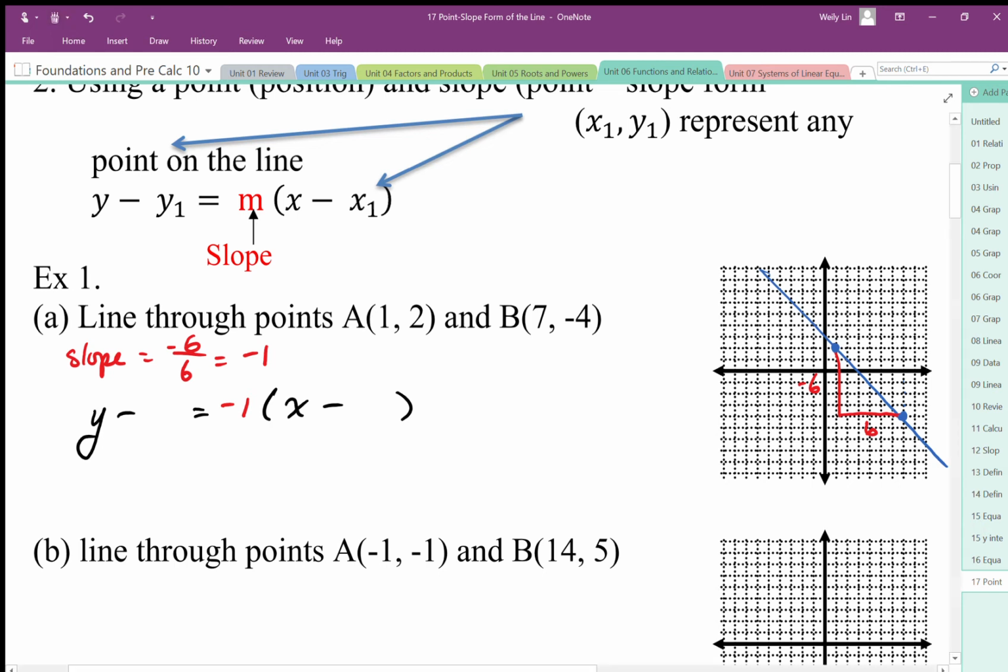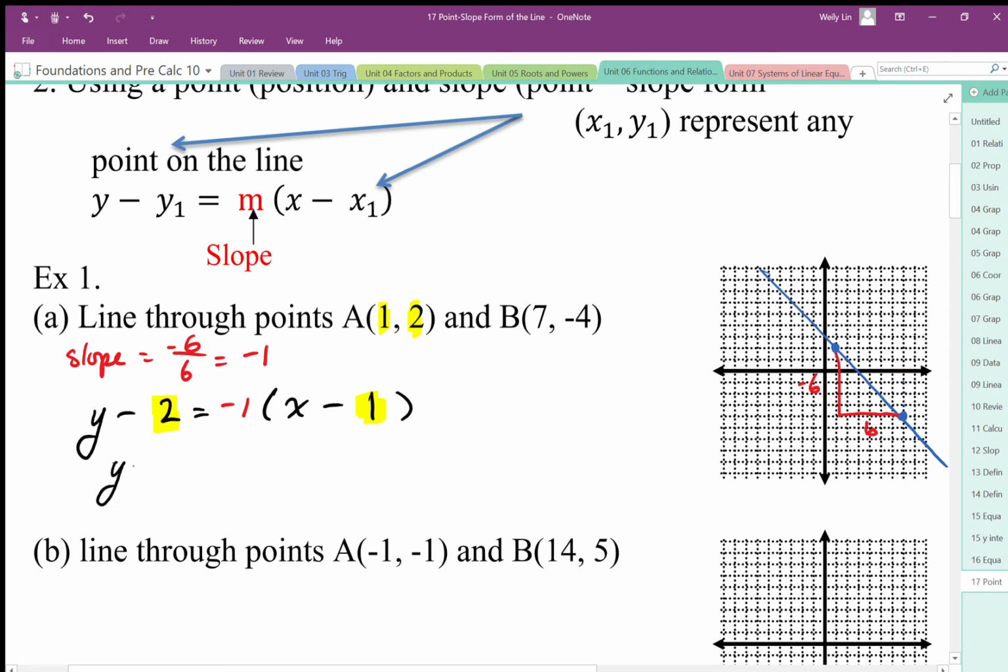So I'm just going to use one of these two points because it's already given to me. It doesn't matter which one I plug in, just as long as I make sure my x's and y's are in the right spot. There's my y, there's my x. So I'm just going to plug those numbers in. y is 2, x is 1. I'm done. I don't need to calculate the y-intercept here. I can see that my y-intercept is 3, but this is my equation of my line.